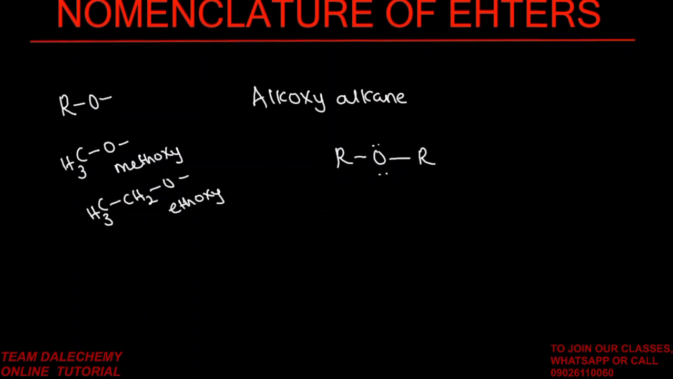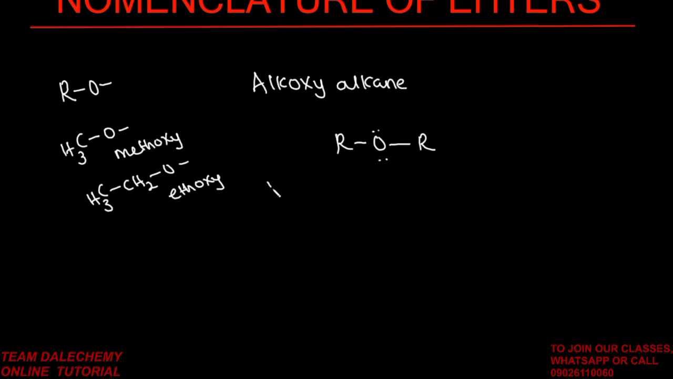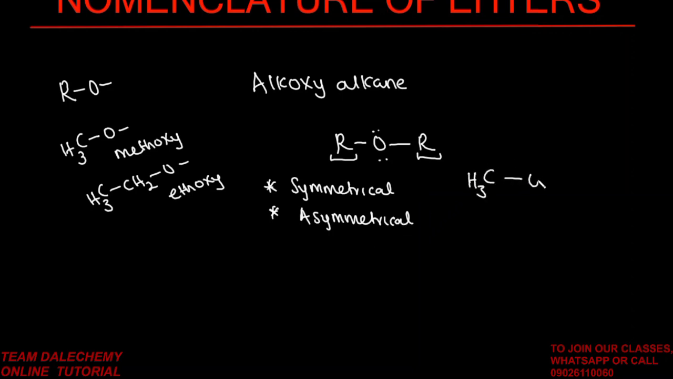So there are two ways of naming these ethers, and also based on this we can classify ethers into symmetrical ethers and asymmetrical ethers. When the two alkyl groups bonded to the oxygen are the same, we call them symmetrical ethers, and when they are not the same, they are asymmetrical ethers. An example of a symmetrical ether is when we have two methyl groups bonded to the oxygen. Since the two of them are the same, we call it a symmetrical ether.